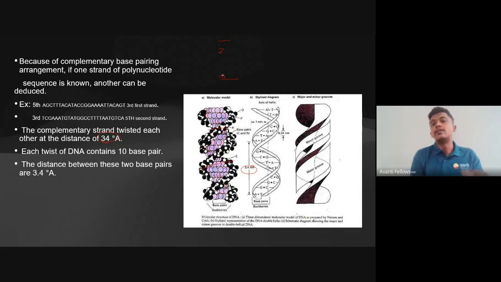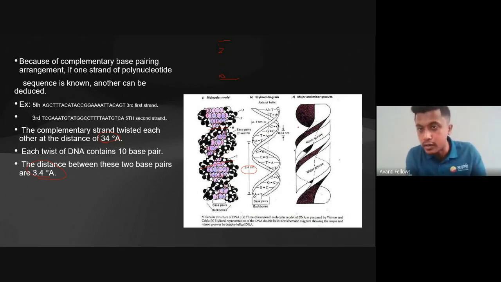So if there are 10 base pairs per turn and each turn is around 34 angstroms, what should be the distance between two base pairs? Well, that means the distance between 1 and 2, or 2 and 3, or 3 and 4 should be how much? You just divide the 34 by 10, or 3.4. What do we get? The distance between the two base pairs will be 3.4 angstroms or 0.34 nanometers.